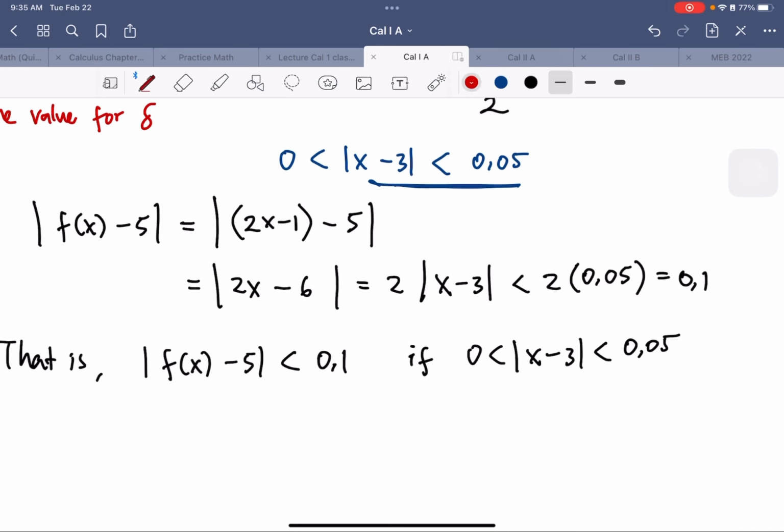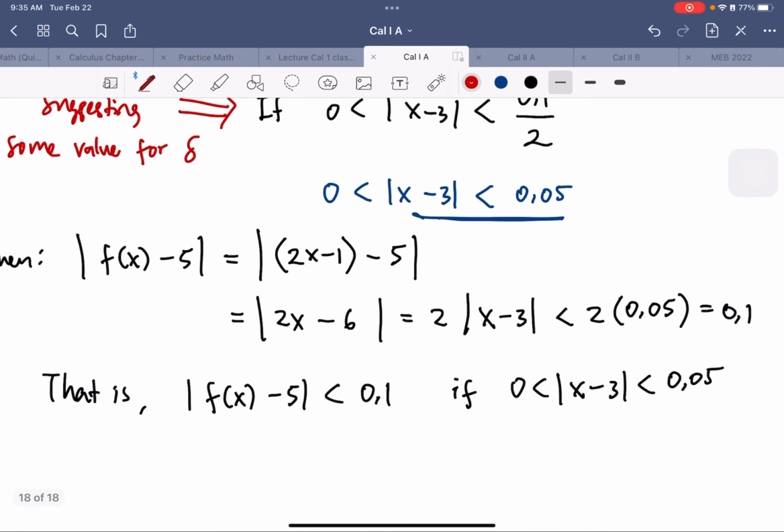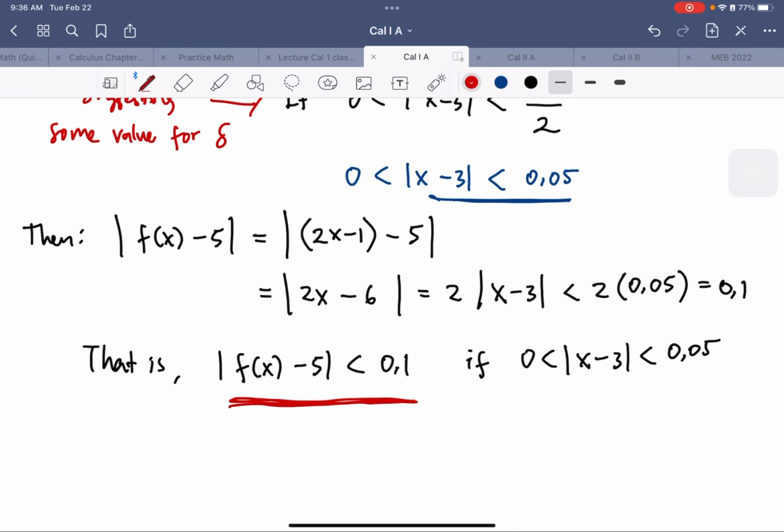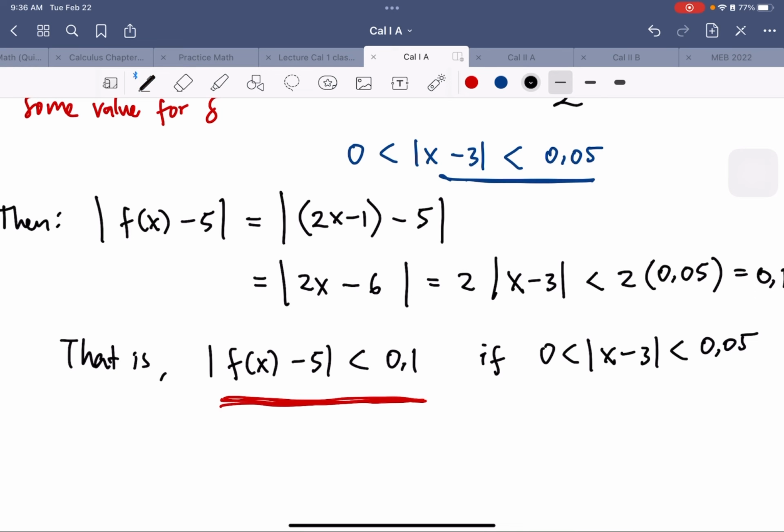So the number delta equals 0.05 suggests that this is the number that, when we use it, the closeness of the function to 5 will be less than 0.1. Okay. So delta will be 0.05, so that this is less than 0.1.